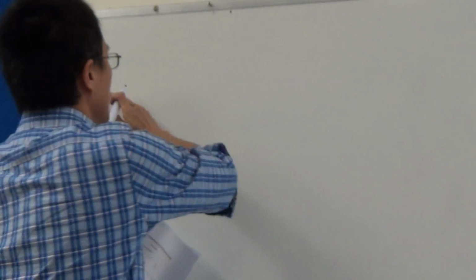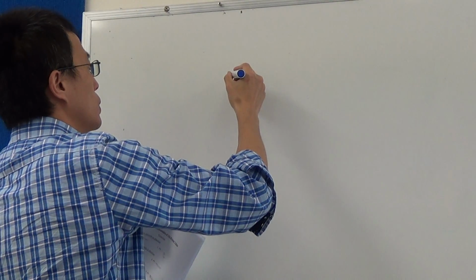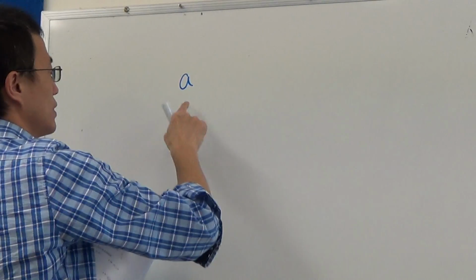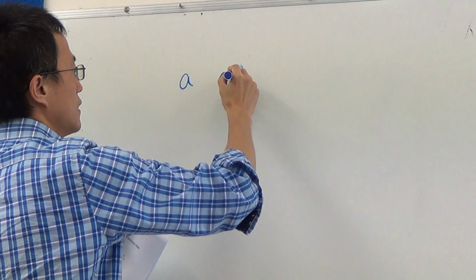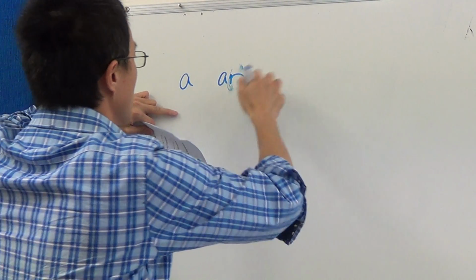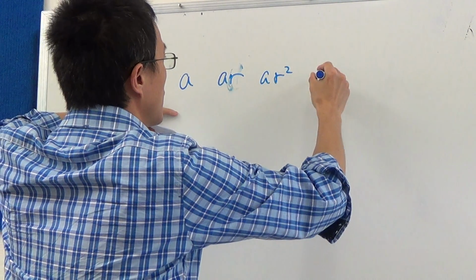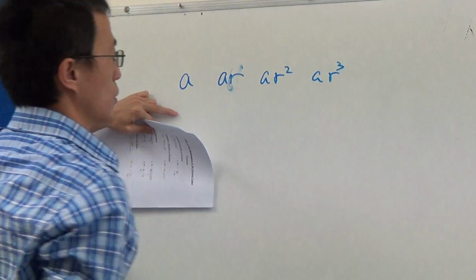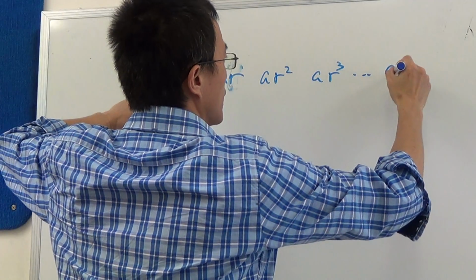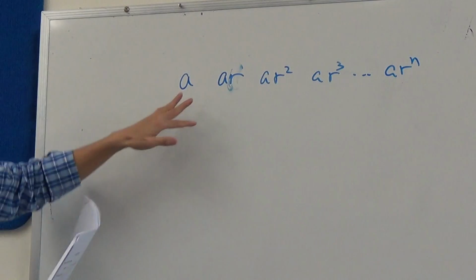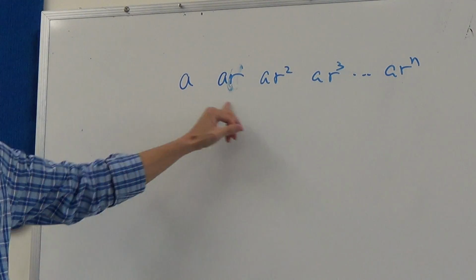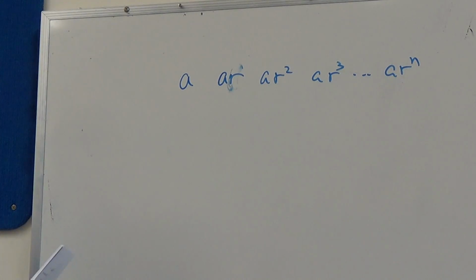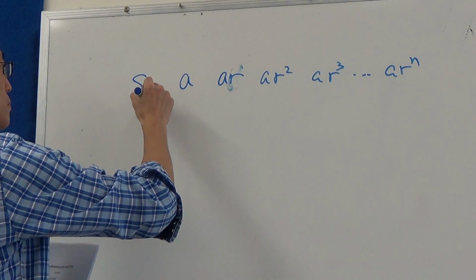Okay, let's say you have this series. The first term is A, the second term is AR, then AR squared, AR to the power 3, until AR to the power n. So this is the series you have. You have n terms here. Then what's the sum of these n terms?